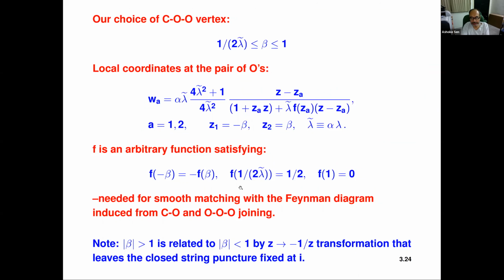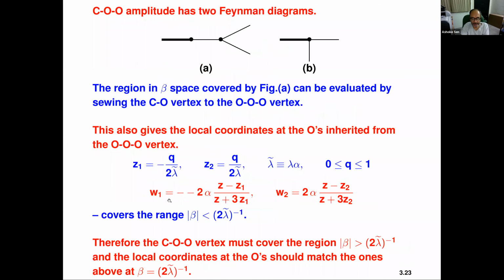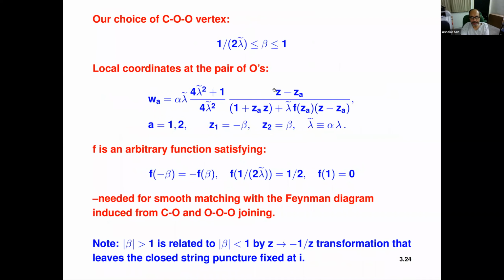And this is the boundary condition. This is needed to make sure that this choice of local coordinate that we have here matches the choice of local coordinate that we have here at q equal to 1. At q equal to 1, z1 becomes 1 over 2 lambda tilde. And you can easily check that this w1 matches the w1 that we get from this here once you set f equal to half. So that's one boundary condition on f. And this boundary condition follows from the requirement that the choice of local coordinates be invariant under z goes to minus 1 over z. That forces f of 1 to be 0.